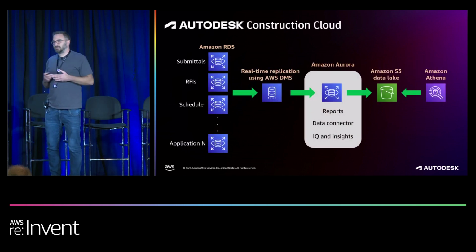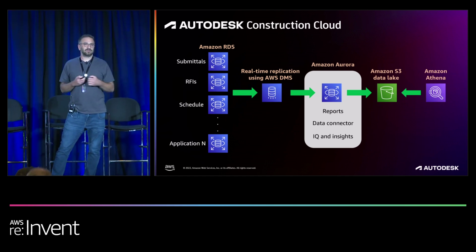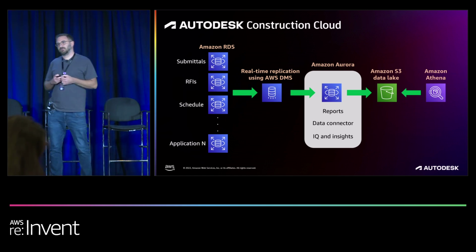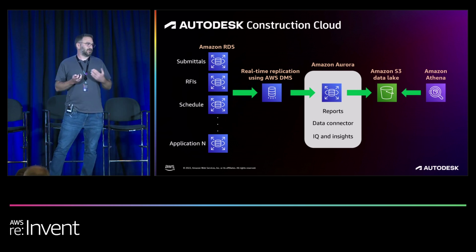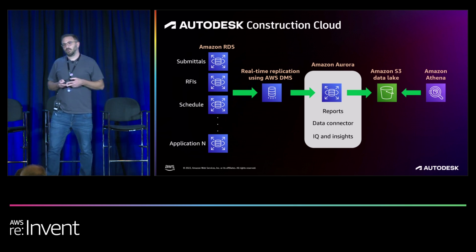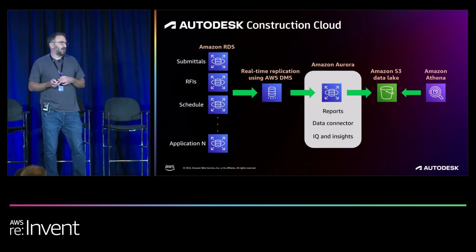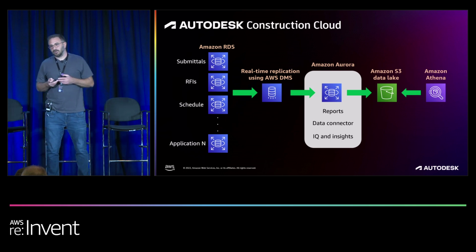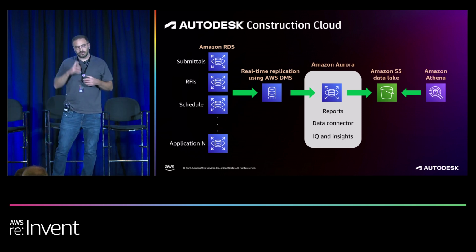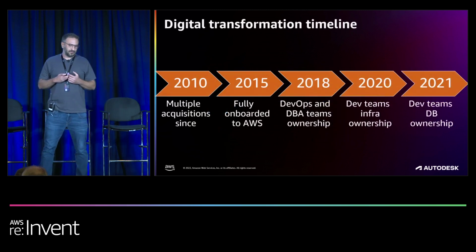All the above applications' databases are being replicated to our data lake. We use DMS for real-time replication. We replicate it to a single Aurora cluster where we produce metrics, reports, and data extracts to our customers. From the other end, our analytics teams are using Athena on top of S3 in order to produce cross-customer metrics.